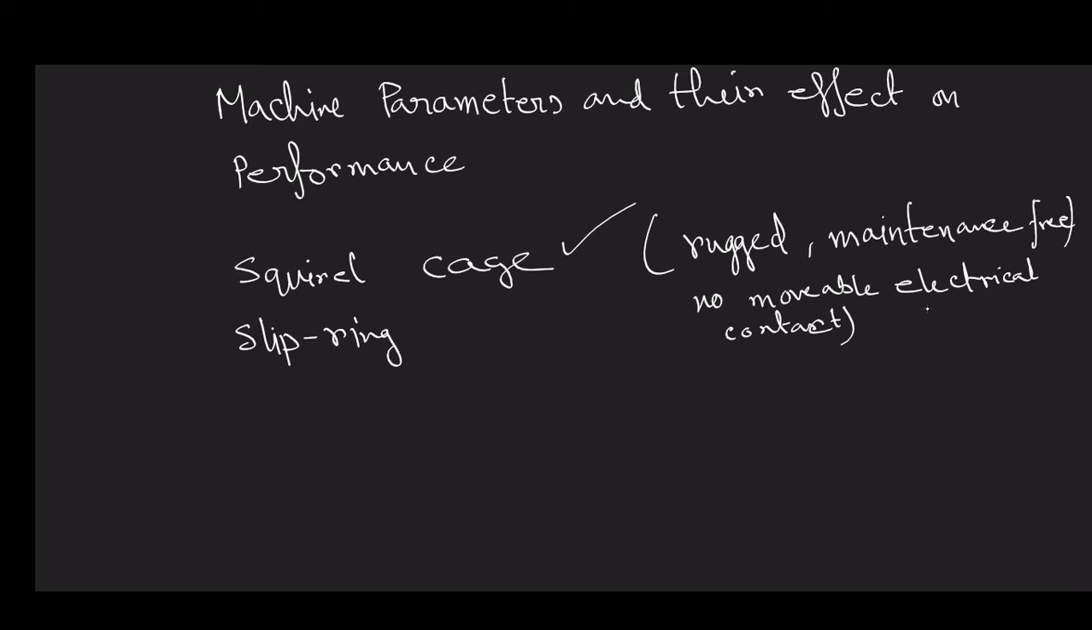Whenever we are looking for some advantage, we need to pay a price, and the price in the case of the squirrel cage induction motor is in terms of disadvantage. And what is the disadvantage? The squirrel cage disadvantage is that it has a narrow speed range.